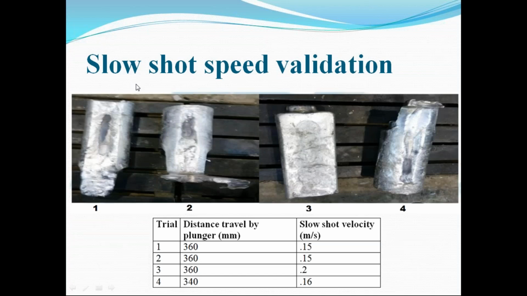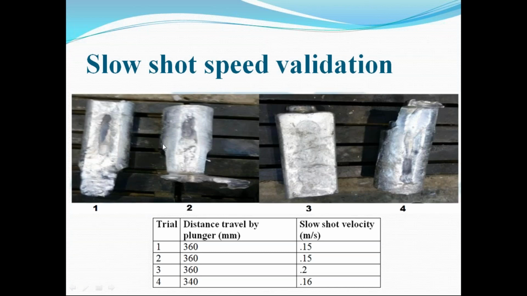Now the next one, slow shot speed validation. So here 4 different samples with respect to different slow shot speed, and also the distance traveled by the plunger, speed and the shot distance. So there are 4 samples, 1, 2, 3, 4, with different distance traveled by the plunger and slow shot velocity. You can see that for most of the products, blowholes developed, so you can reject this product.